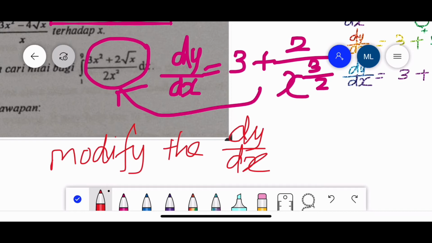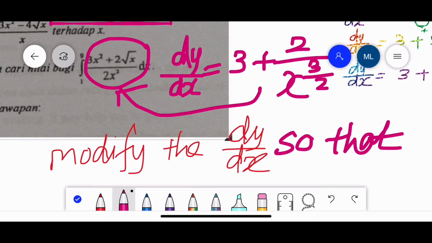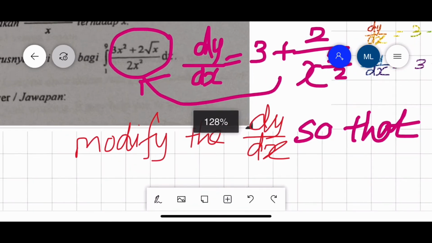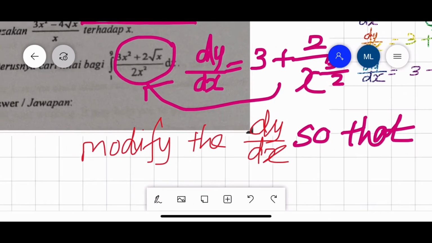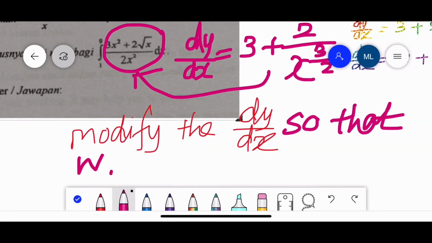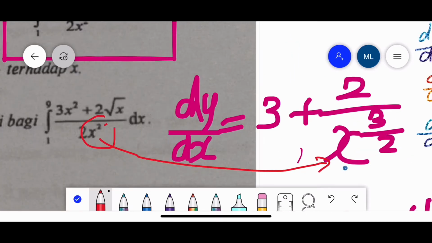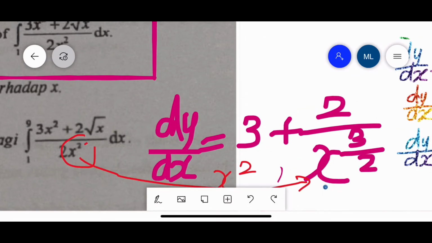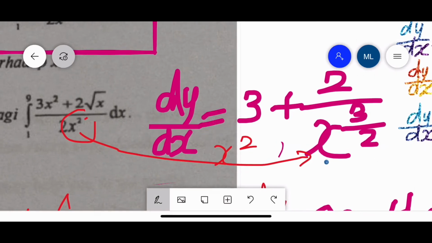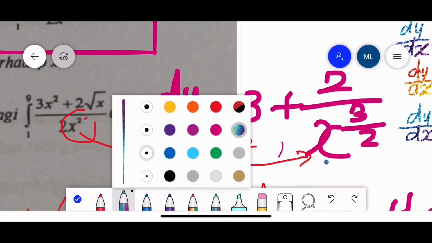So if you have x power 3 over 2, you need to modify it until you can see the dy/dx is almost alike with the one given by the question. Yeah, because when you integrate, of course you integrate the dy/dx, isn't it? Okay, but we just forget about the number. We just focus on the denominator. So I'm having x^(3 over 2), and the question is having x squared. So now in my mind, I'm thinking to times x^(1 over 2).